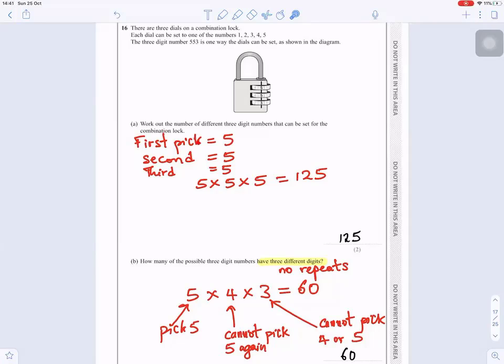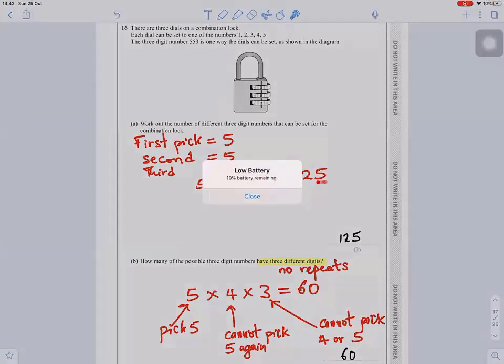So the first pick, there are 5 numbers, you have 5 chances. The second time, you still have 5 chances because the numbers can repeat. The third time, you still have 5 chances. So the number of different 3-digit numbers that can be set for the combination lock is 5 times 5 times 5. It gives you 125.